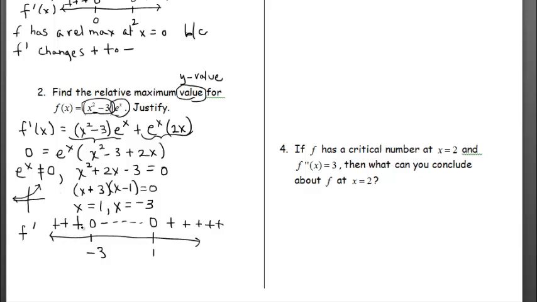So it appears that we're going to have a maximum at x equals -3, but then we want to go back and find the y value.